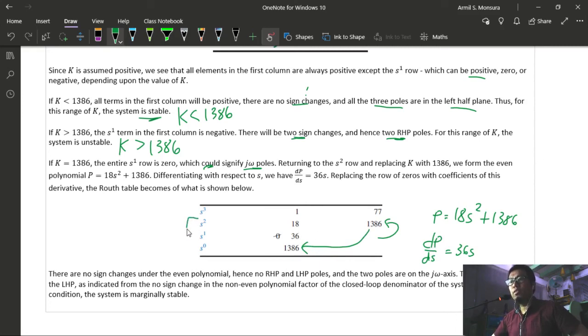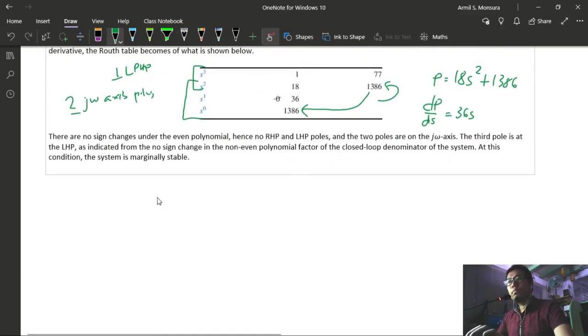And from here to here, walang sign changes. So, therefore, walang right half plane poles at wala ring left half plane poles because of symmetry. So, therefore, meron lang kayong dalawang j omega axis poles, galing dito. Tapos, from s cube hanggang s square row, since walang sign changes, wala kayong right half plane pole, so meron kayong isang left half plane pole. So, in that case, your system is then marginally stable kasi yung poles niyo isang left half plane, dalawang j omega axis.